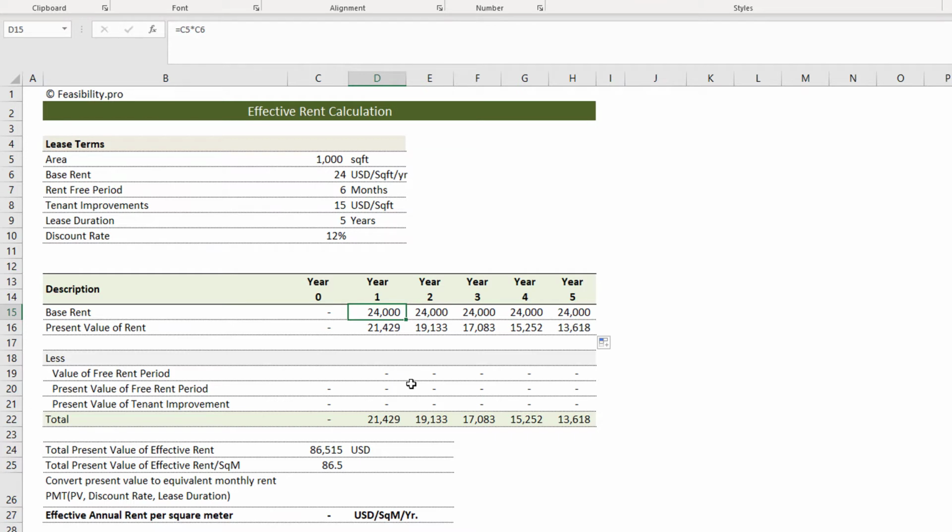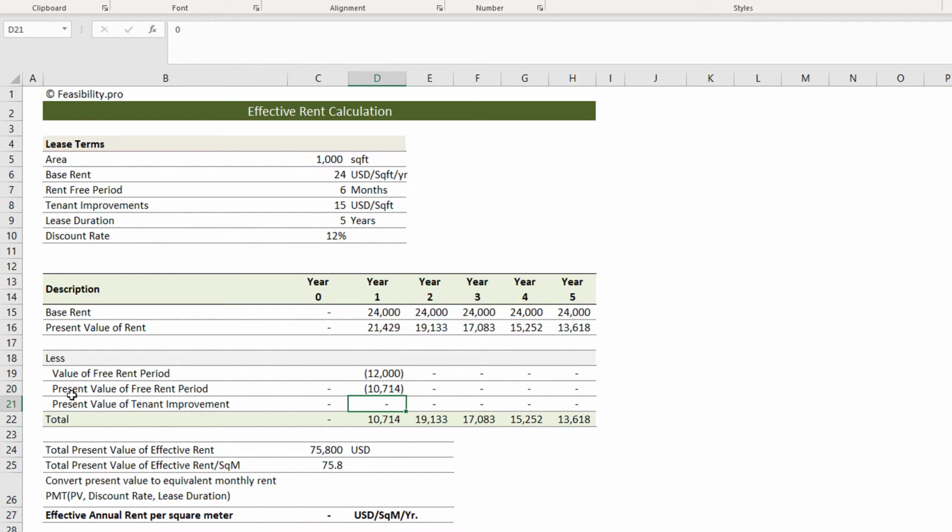Now we have something else, which is the rent-free period, another term. The rent-free period is 6 months. So what is the value of this? 1,000 times 24. This is for the full year, so we just divide by 2. So this is the value of the rent-free period. And we just calculate the present value of the rent-free period. So this divided by 1 plus your discount rate to the power of time, which is this one.